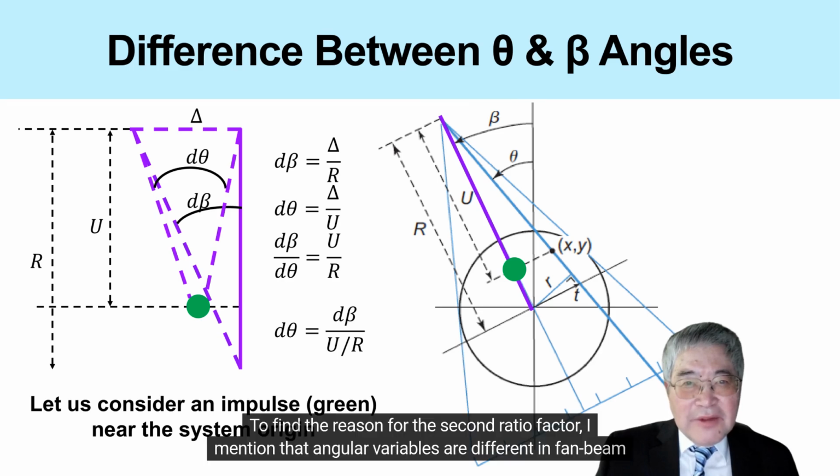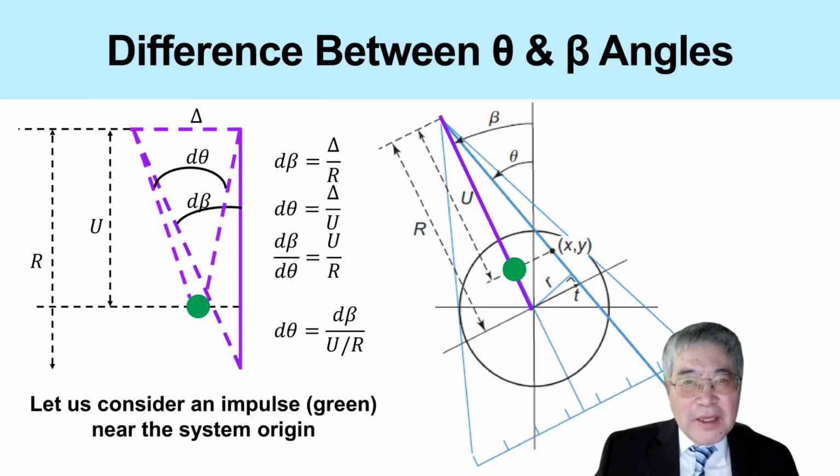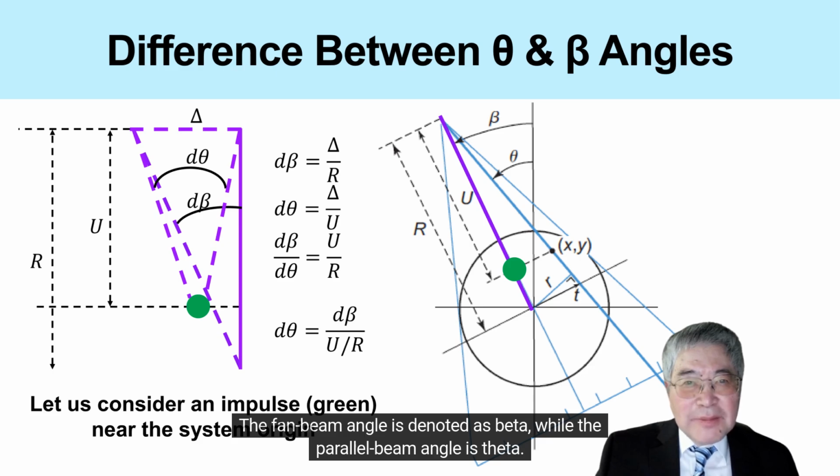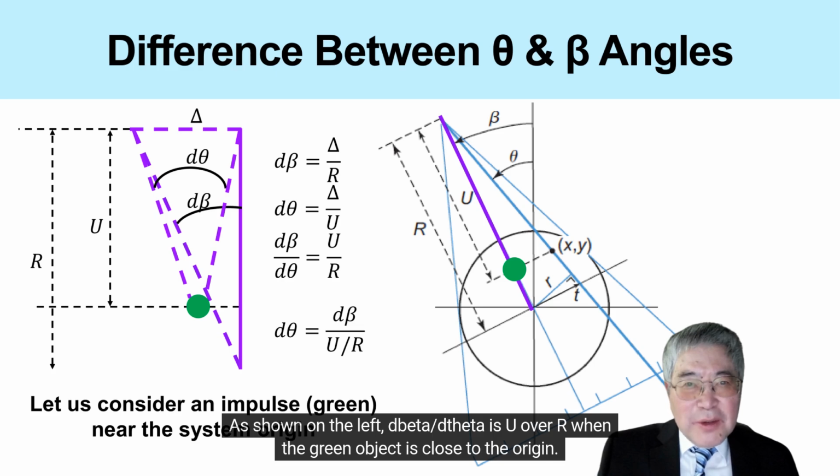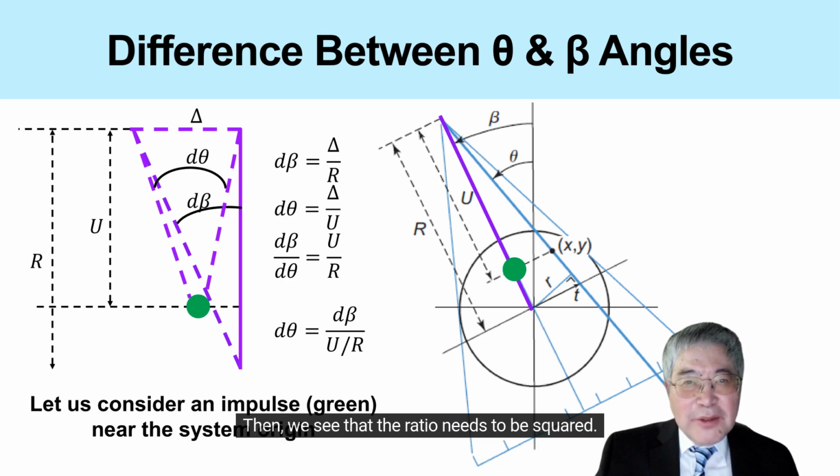To find the reason for the second ratio factor, I mentioned that angular variables are different in fan beam and parallel beam geometries. The fan beam angle is denoted as beta, while the parallel beam angle is theta. As shown on the left, d beta over d theta is U over R when the green object is close to the origin. Then we see that the ratio needs to be squared.